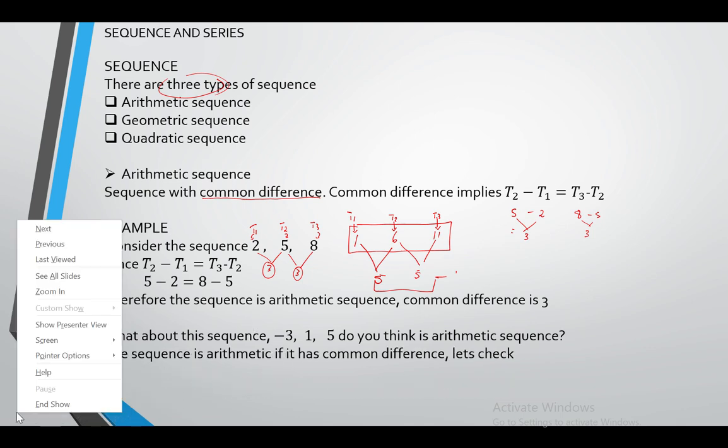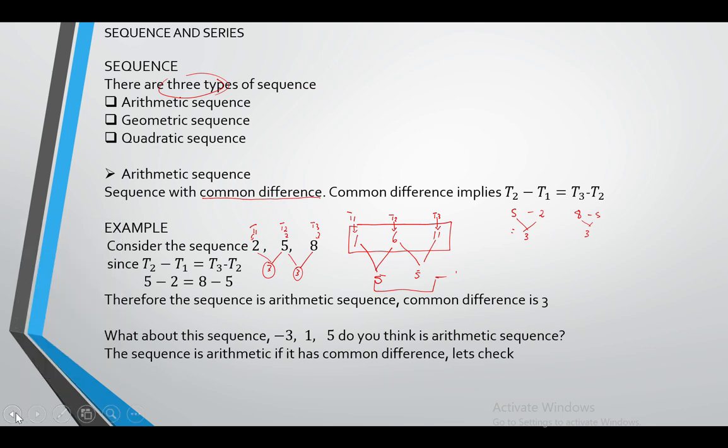Wait. Something is not going the way I want it. Yes, but my pen, it seems as if my pen is no longer writing. Let me check what's wrong. Who? Oh yeah. What about this sequence?